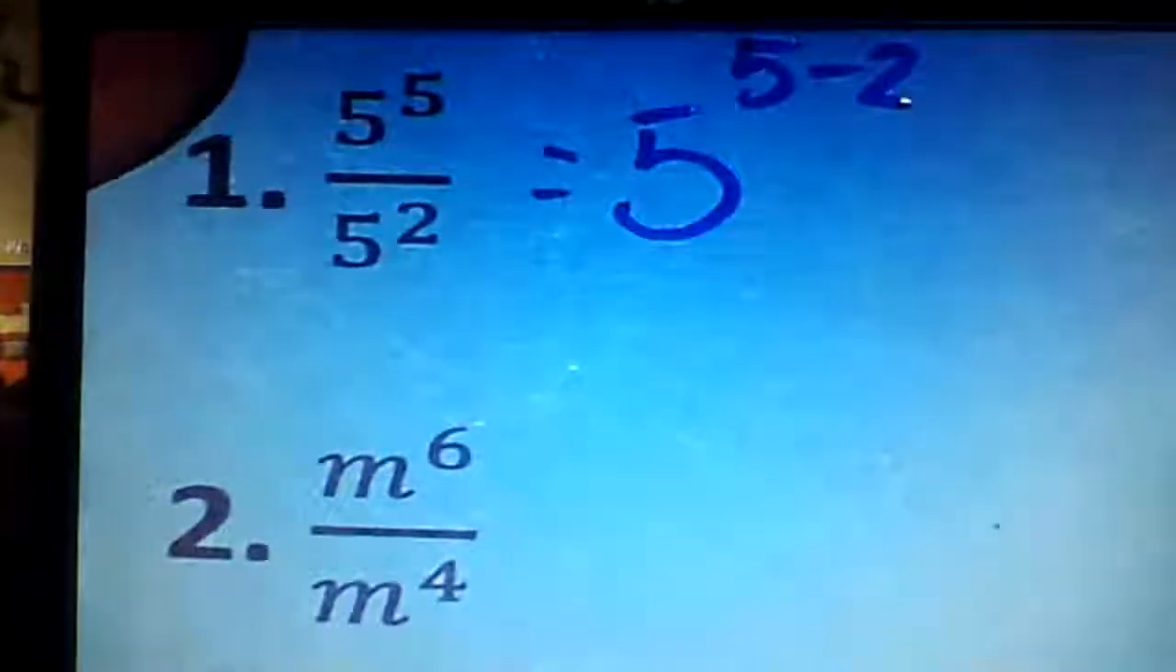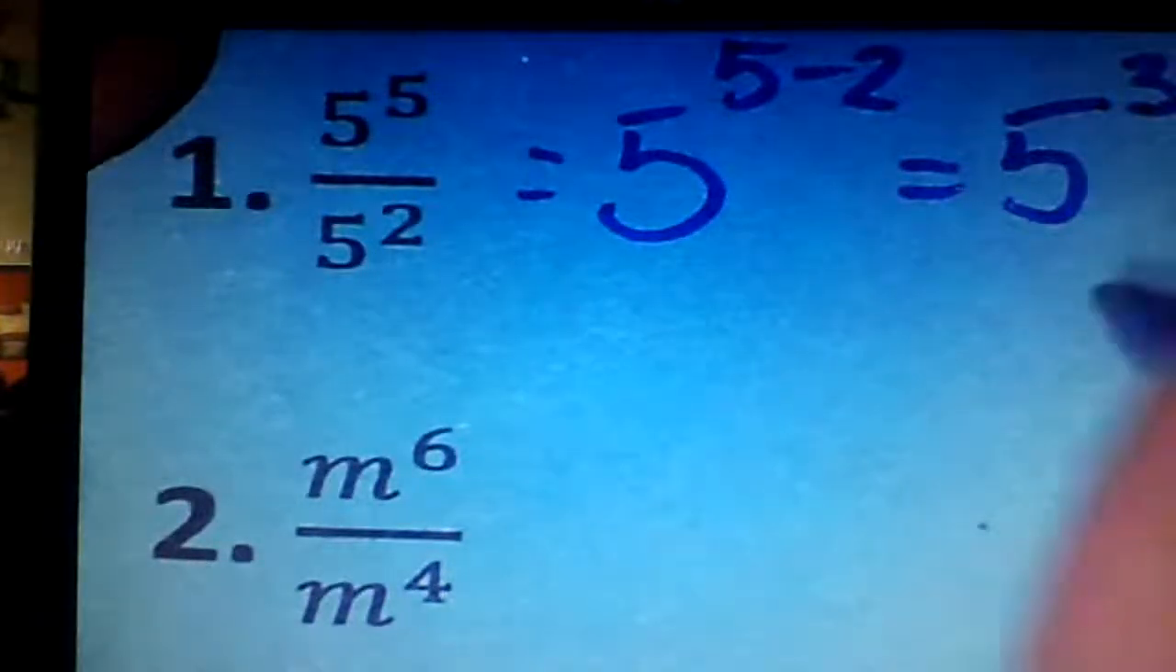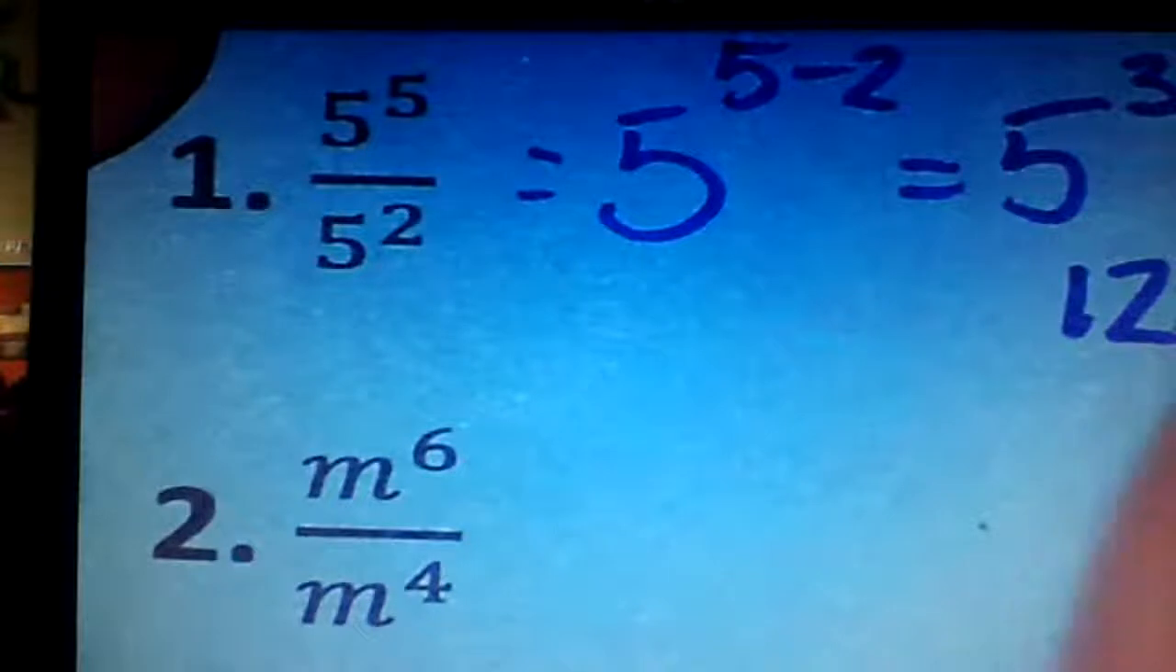Okay, so this is technically 5 fives in the top and 2 fives in the bottom. So would it be 5 to the third? So this becomes 5 to the 5 minus 2, which is 5 to the third, which is 125.